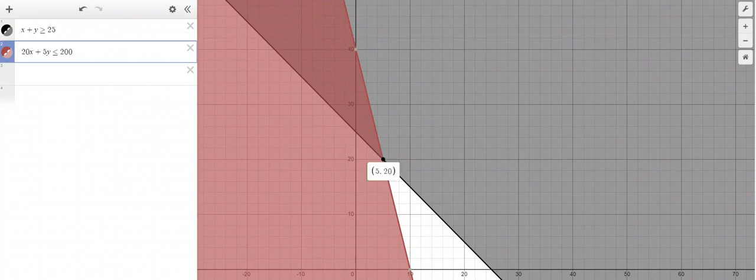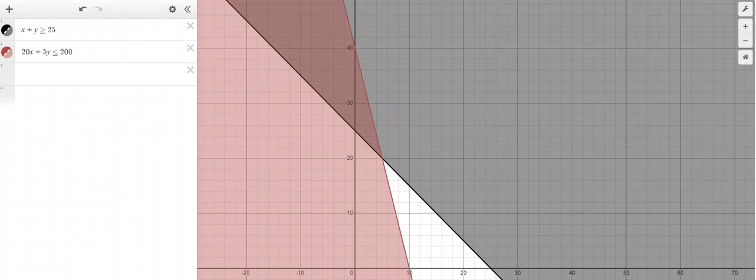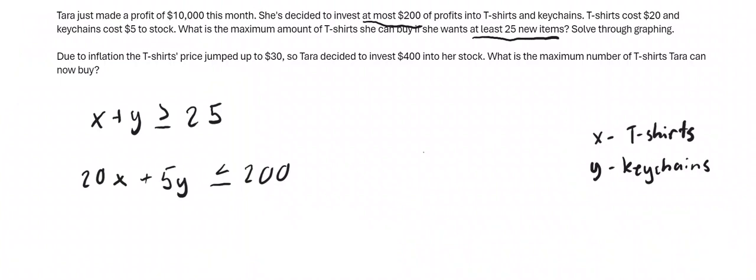That is where x is the largest, and if I hover over this point, it tells us that we can buy 5 t-shirts and 20 keychains. So the max amount of t-shirts we can buy while still fulfilling Tara's requirements is 5 t-shirts. So there we have our answer. The maximum number of t-shirts Tara can buy is 5.